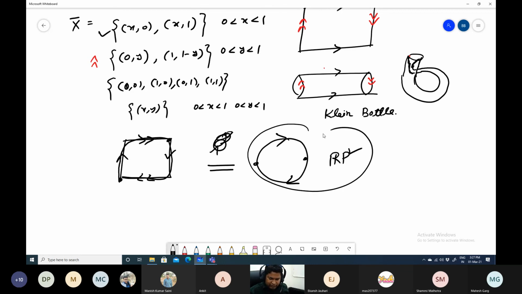Now this is very complicated to see. Though the Klein bottle is a little bit visible, this RP2 is not visible at all. That means you have a disk and you are identifying these points with these points. You are identifying all the antipodal points. You have a disk and you are identifying x with minus x at the boundary. So that space cannot be visualized, but you cannot also ignore it.